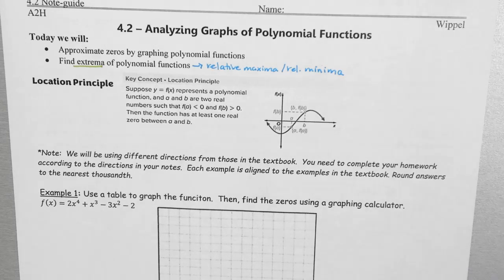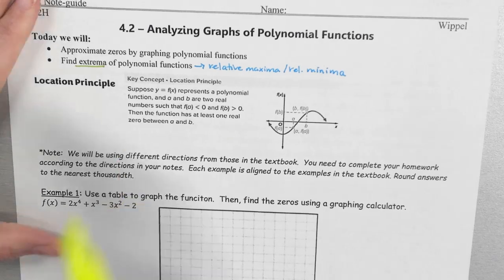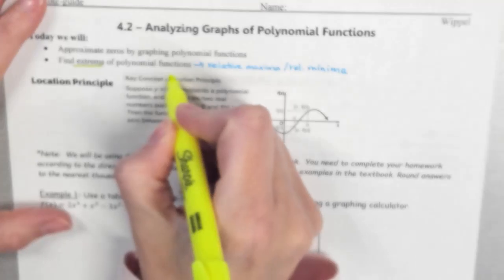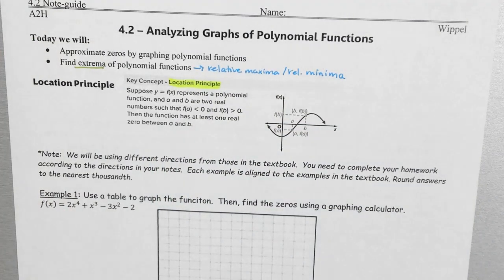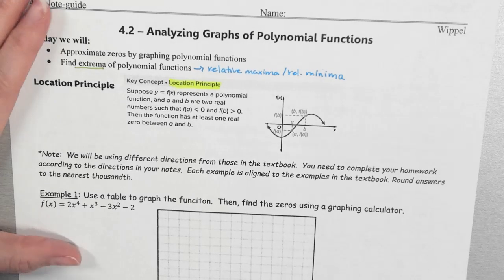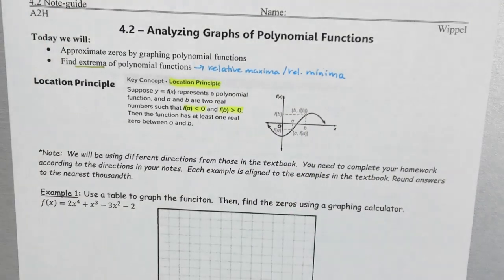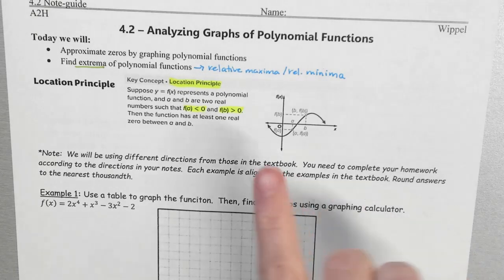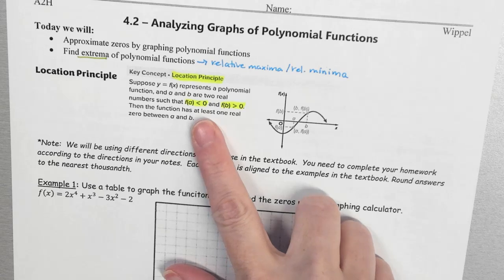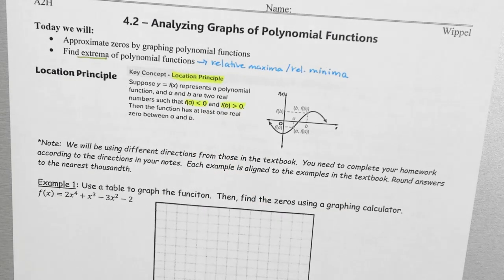So the location principle is based on something we've talked about before. So it says, suppose y equals f of x. It's called the location principle. Suppose that represents a polynomial function and a and b are 2 real numbers such that f of a is less than 0 and f of b is greater than 0. Okay, so I always had a hard time understanding what these boxes say, so that's why I want us to talk about them together so we understand what they're trying to tell us.